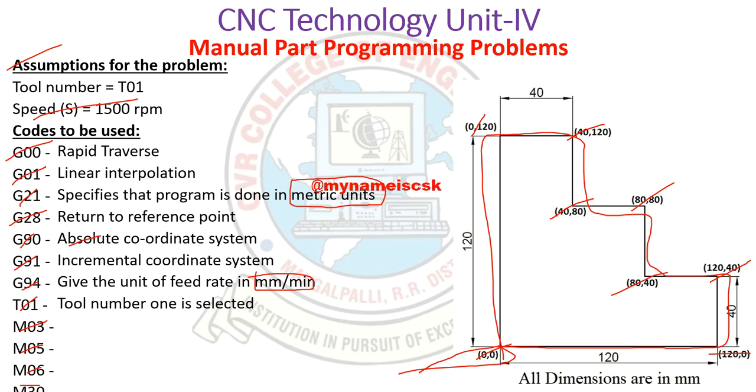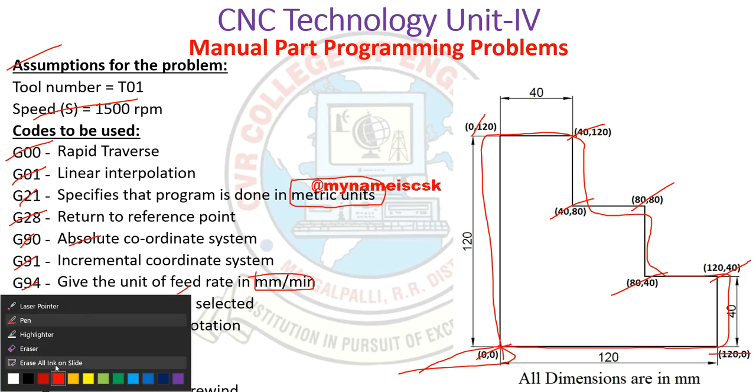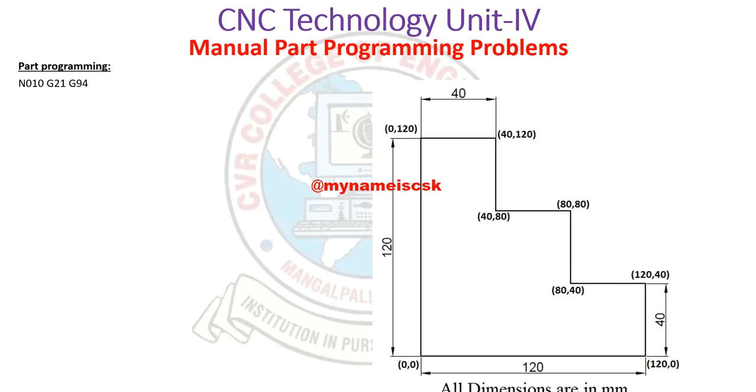T01, so tool number 1 is selected for our program. For our manual part programming we have selected tool number 1. Next, M03: spindle is rotating clockwise, and M05: spindle is off at the end of the program. M06: if we require any tool change we use M06, and M30 is the end of the tape and the tape is rewound. Okay, so this is the problem. You have to learn all these codes. Next we'll start the part programming.